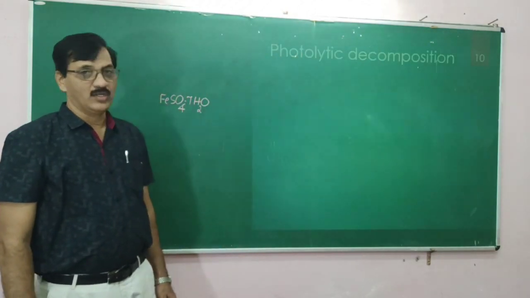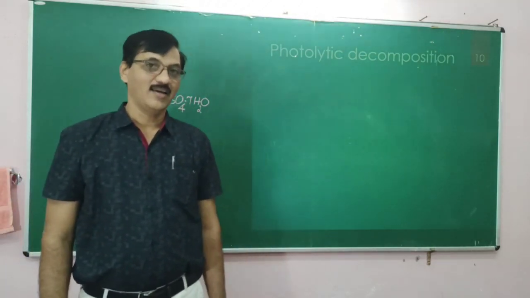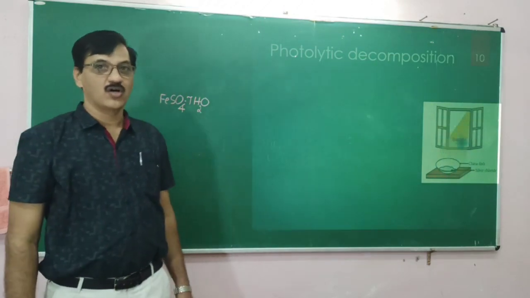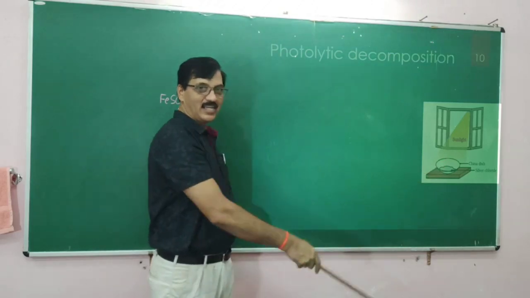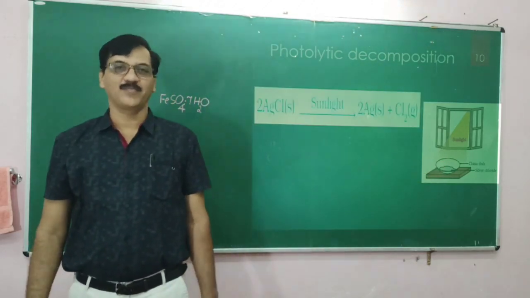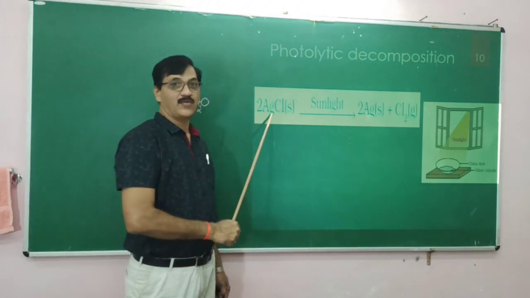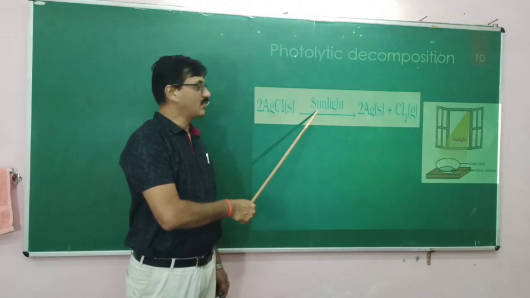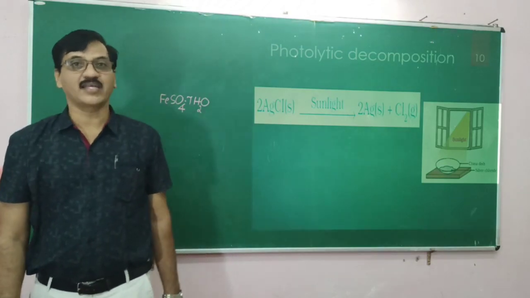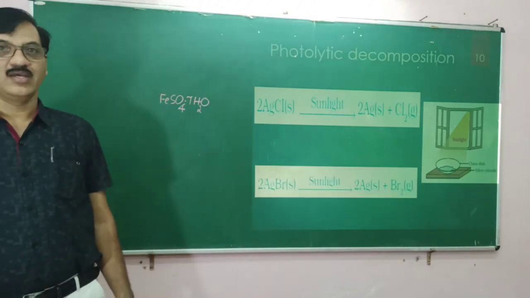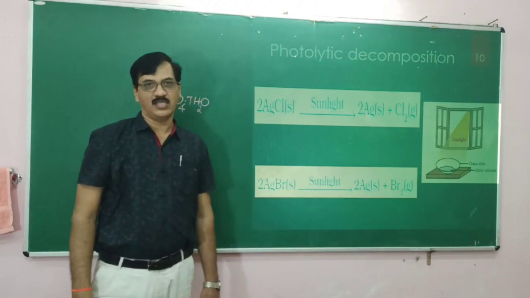Right? Now, the decomposition reaction may take thermal energy, electrical energy. There is one more, light energy. So, sunlight directly falls on a chemical and there can be a chemical change. The example is silver chloride. Silver chloride kept open in sunlight converts into Ag and Cl2. And the same is the case for AgBr also. Silver bromide is also converted into silver and bromine by sunlight.